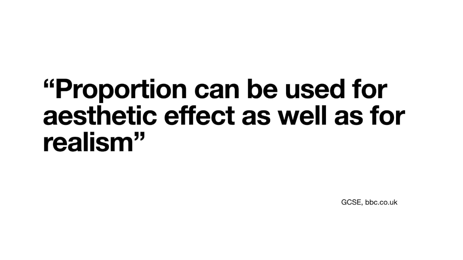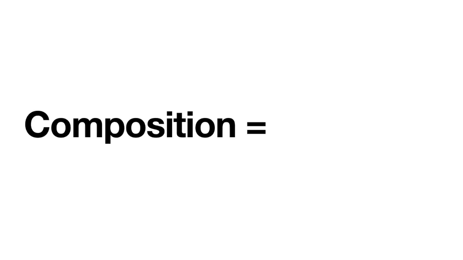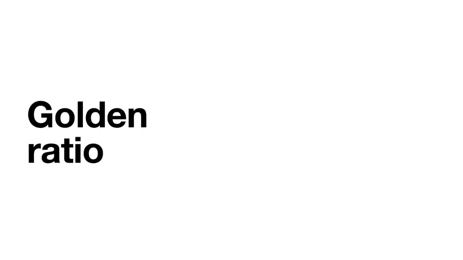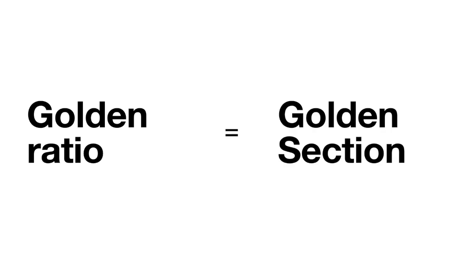Proportion can be used for aesthetic effect as well as for realism. Proportion is related to the subject called composition, which is the placement or arrangement of visual elements. First, we will have a look at the golden ratio, also known as the golden section.